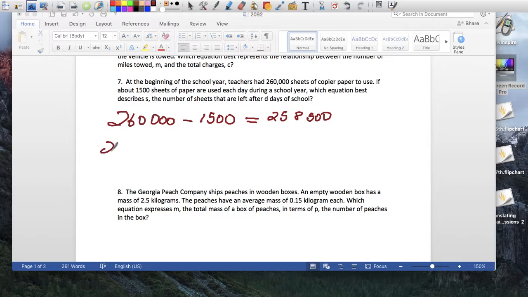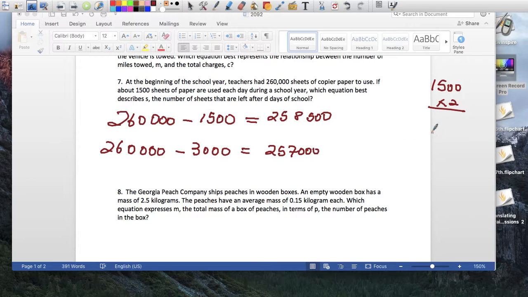Now let's say that the school year had 2 days. Well, if it's 2 days, I know every day they use 1,500 sheets of paper, right? In 2 days would be times 2. So we would subtract 2 days, I'm sorry, which is 3,000 sheets of paper. And that would leave you with 257,000 sheets of paper. And so forth and so forth. So I'll just do one more.